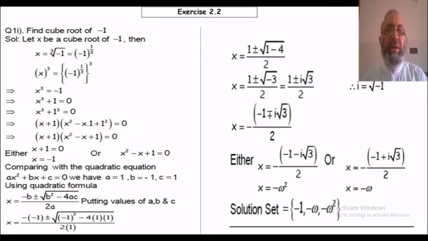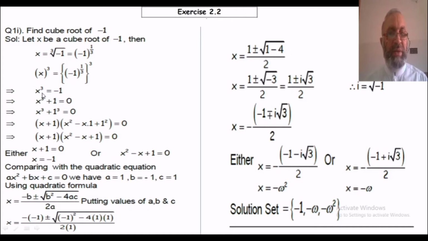Come to exercise 2.2. Question 1. Find the cube root of minus 1. Now, the process is the same as by which we proved the cube root of unity. Let x be equal to the third root of minus 1. We are going to find the cube root of minus 1, so we write it in the form third root of minus 1, and third root of minus 1 means minus 1 power 1 by 3. Again, taking cube on both sides, this becomes x cube is equal to minus 1 power 1 over 3, whole cube. So the 3s cancel, and we get x cube is equal to minus 1.